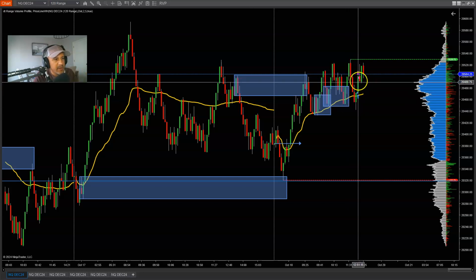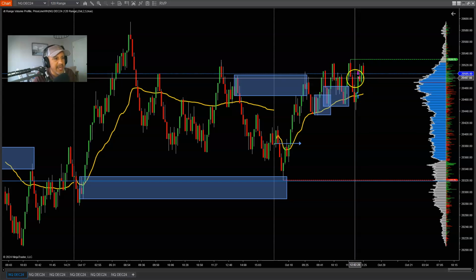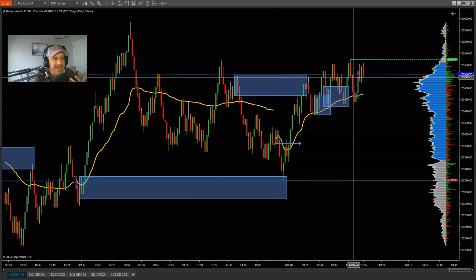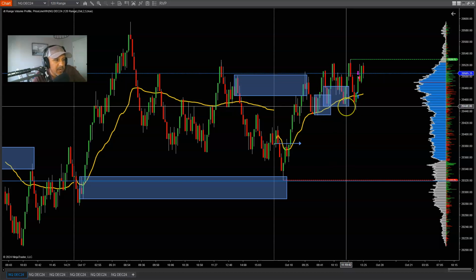I closed out right here. So I entered around 20,471, and I exited at, I think it was 20,497 or 498, somewhere around there. Again, 26-point pickup. I was able to capitalize on this move right here off this liquidity sweep from the bottom right here. So that's the strategy I was trading today.